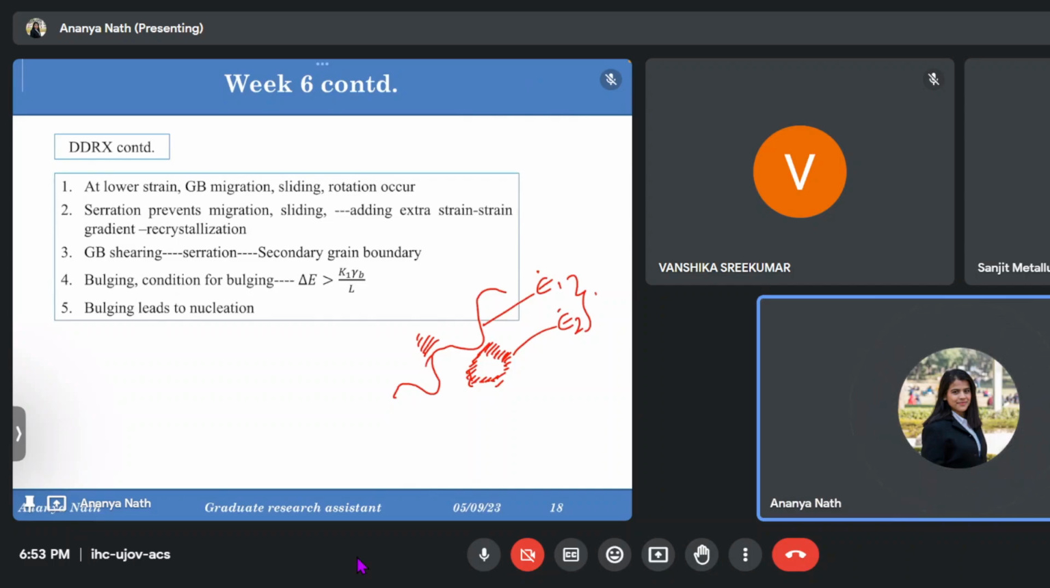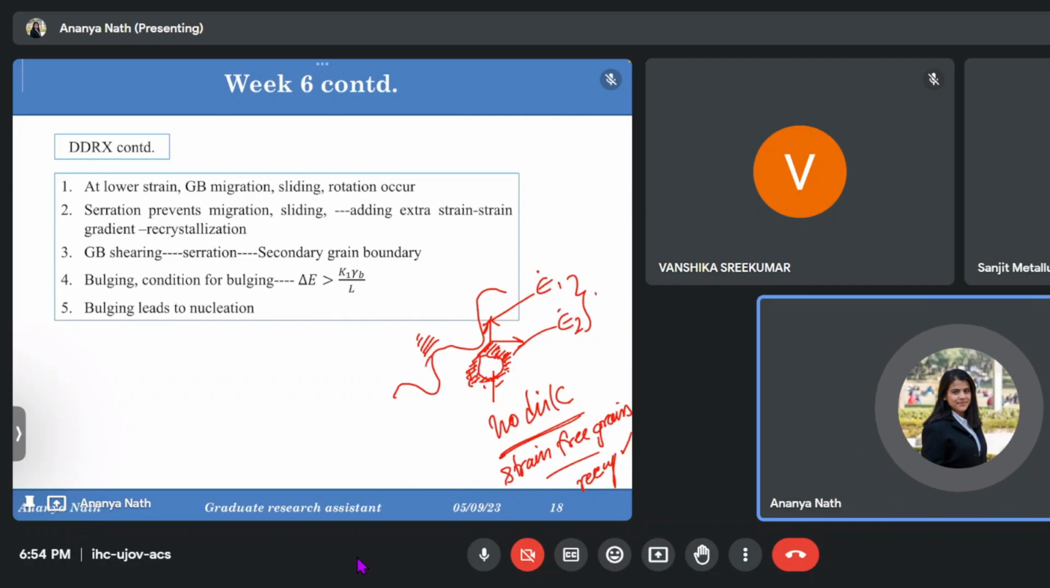How? Due to this strain gradient, the dislocations present inside this cell structure will move any one way, like to the E1 side or the E2 side, and this is how the in-between portion of this cell structure will have no dislocation, means strain free grains. So this is how recrystallization is taking place.